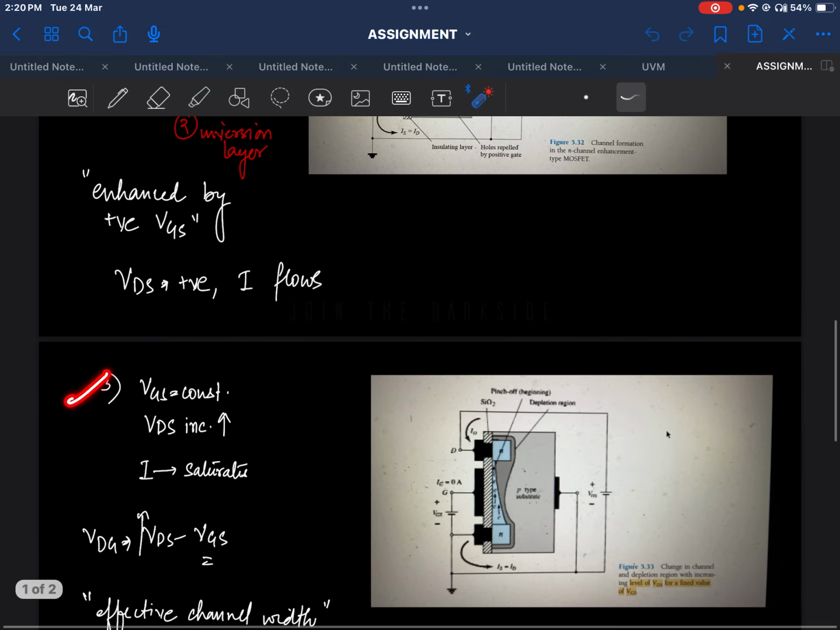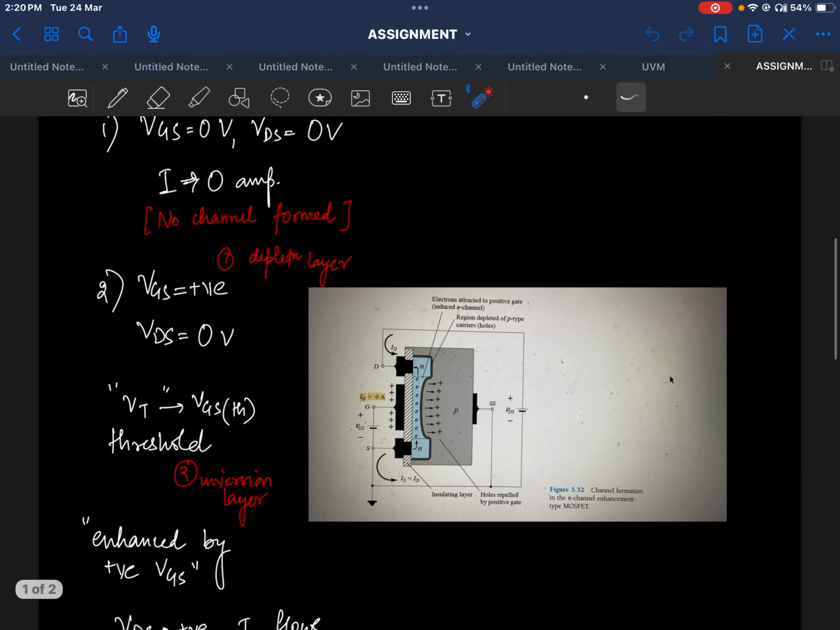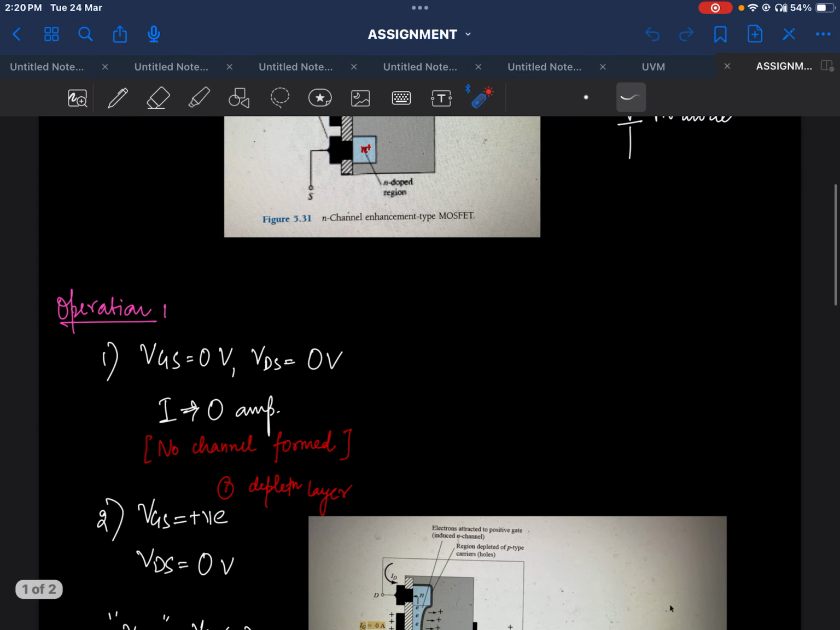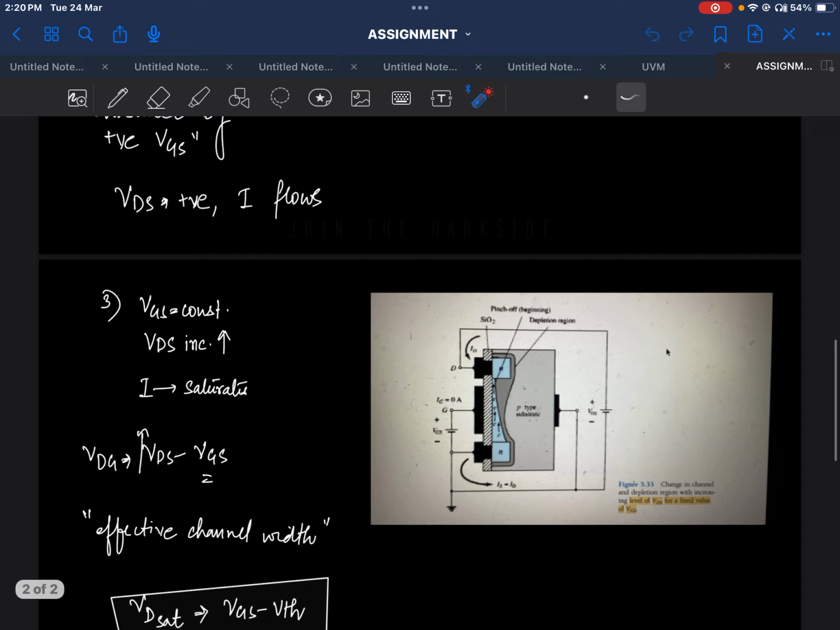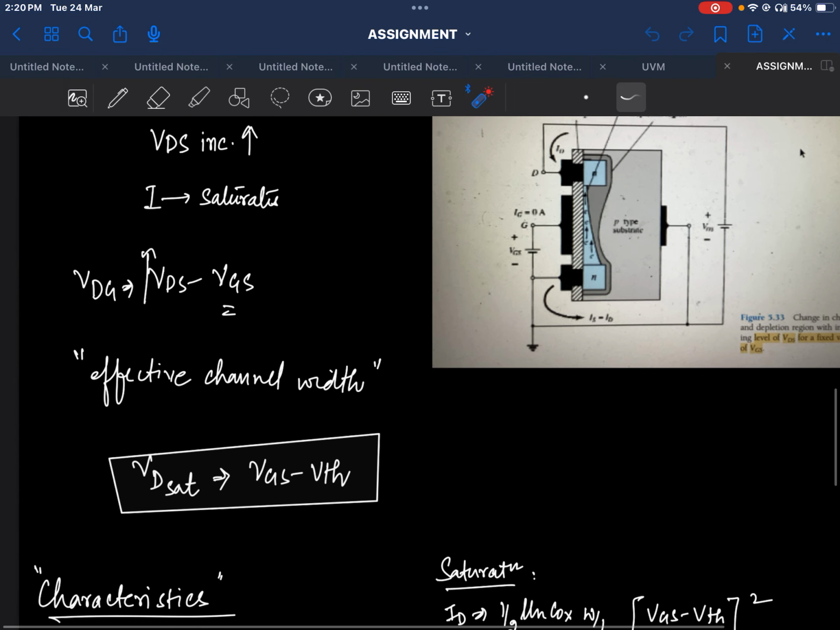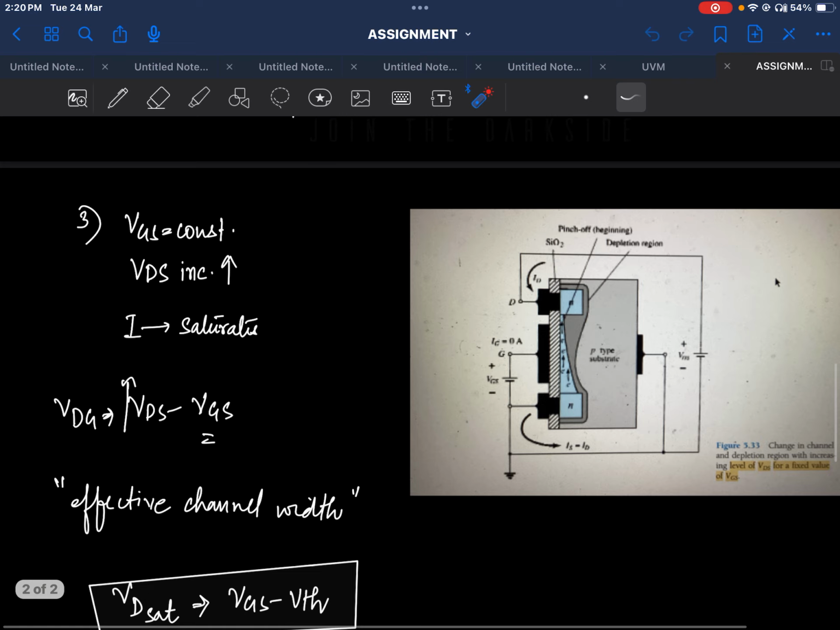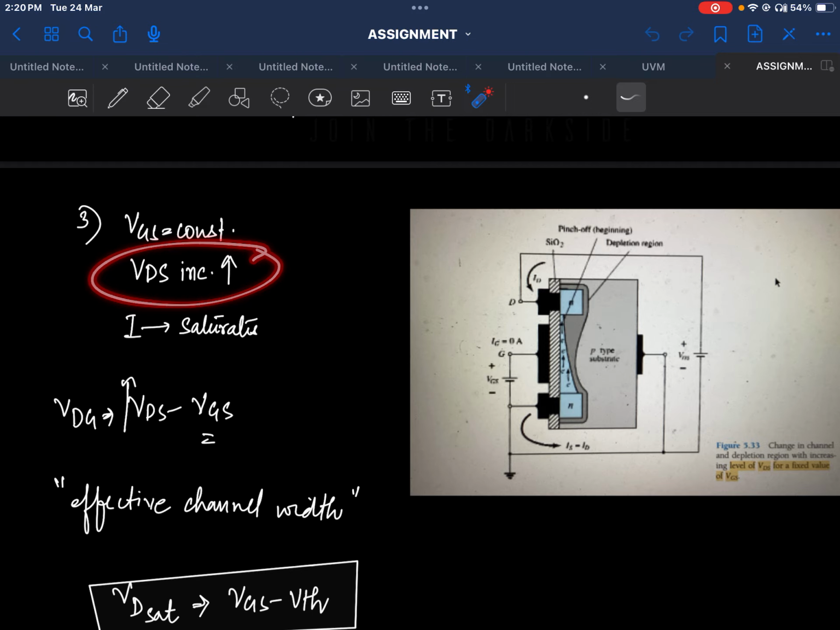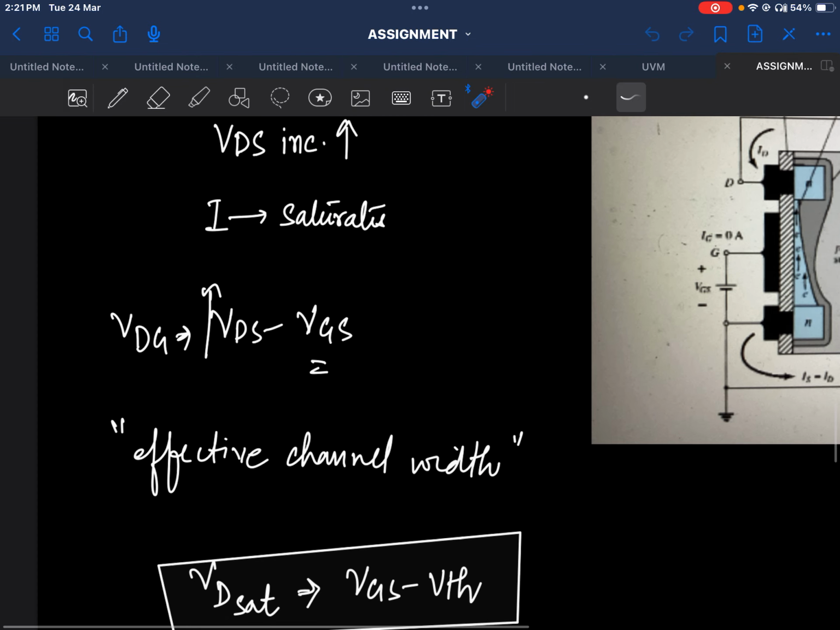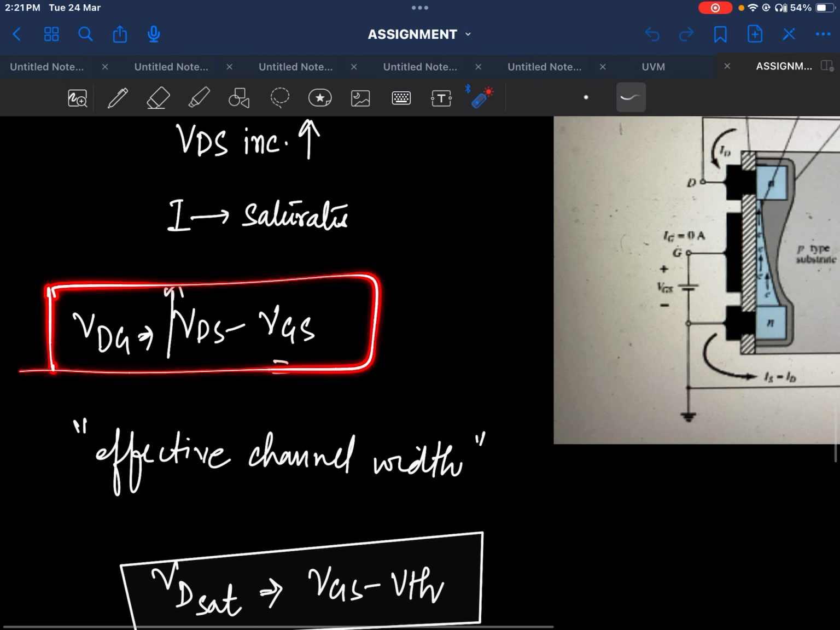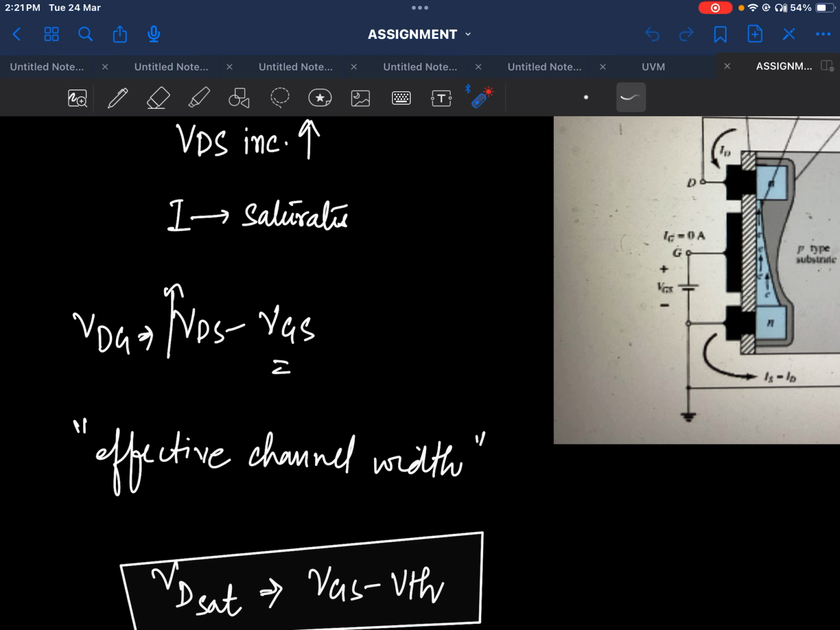So this thing is called the saturation region. This thing is called the linear region, and before that was called the cutoff. We'll see that in the graph too. So obviously, when you increase the VDS voltage, the current comes and saturates. And if you see VDG, that is the voltage from drain to gate, it is VDS minus VGS. This is kept constant, this keeps on increasing.